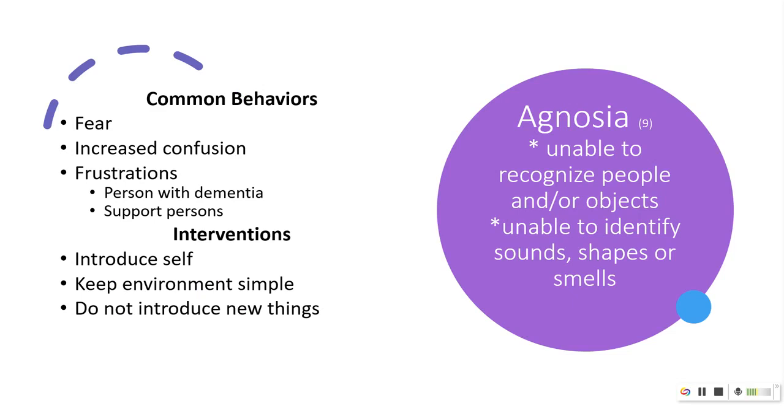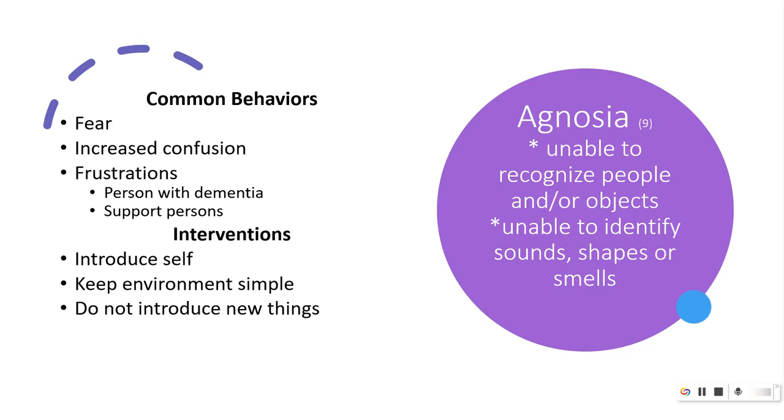Okay, the next A is agnosia, and this is the inability to recognize people and or objects. You're unable to identify sounds, shapes, or smells. So one of the things when we do a mini mental status exam or some type of a cognitive assessment or test, we might be holding a pen in our hand and ask, what am I holding in my hand? Or we might put a pencil in their hand and say, can you tell me what you're holding? That's that ability to determine whether they can recognize objects.